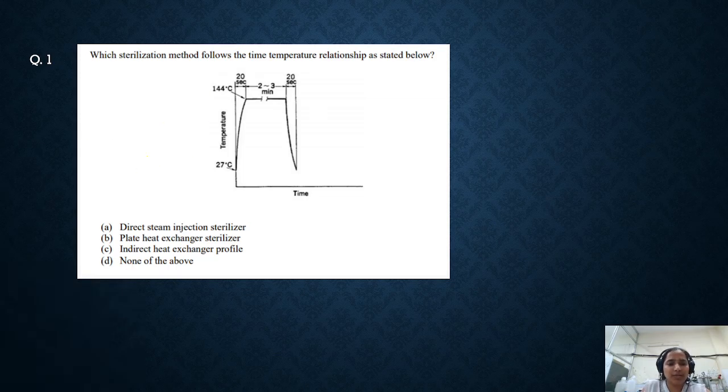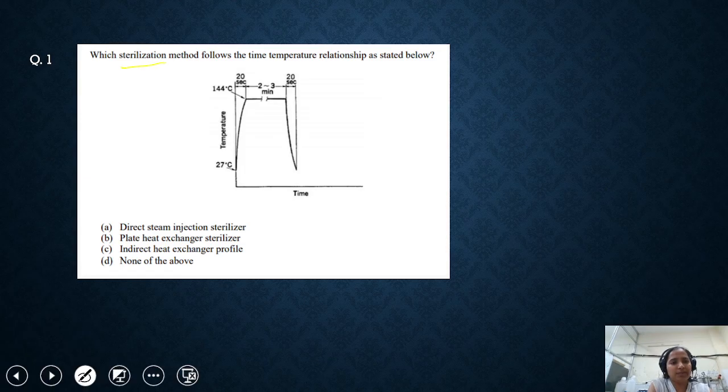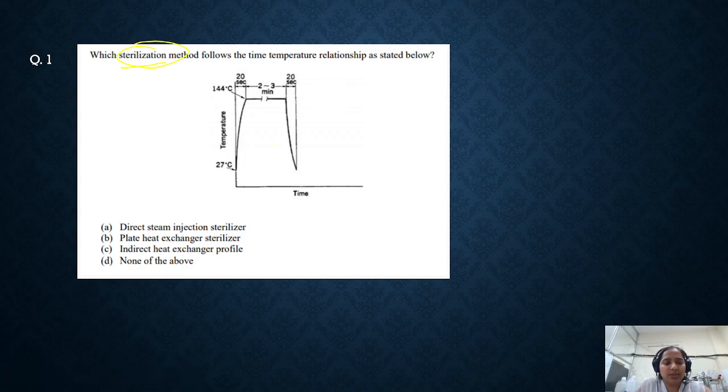So this figure is showing the temperature and time relationship, and this is mainly focusing on the sterilization method. So you have to tell for which sterilization method this type of temperature and time relationship occurs. Let's read the options. First is direct steam injection sterilizer. Second one is plate heat exchange sterilizer. Third one is indirect heat exchange profile, and the D option is none of the above.